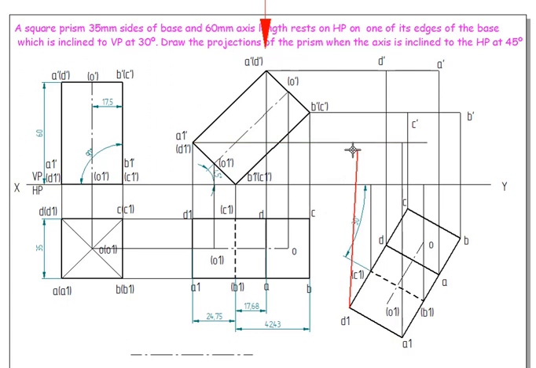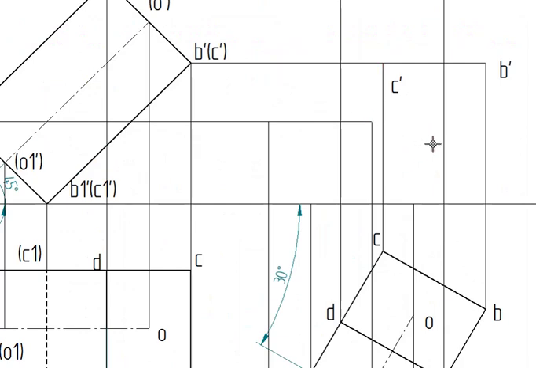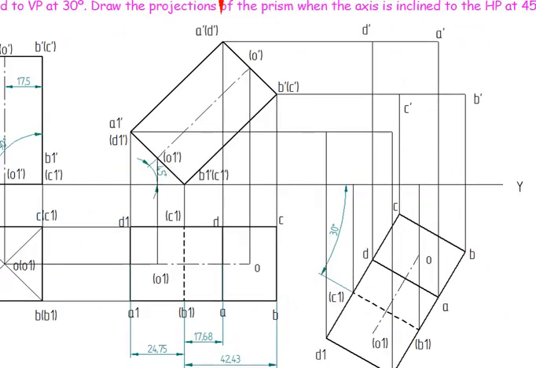So I'm going to trim this. I'm not going to return any excess lines to avoid the confusions. I'll give you annotations. So this point is A1 dash. This one is B1 dash. This is C1 dash. This is D1 dash.